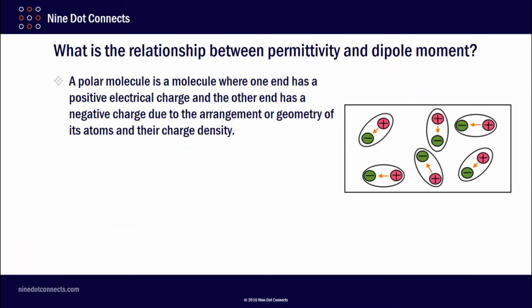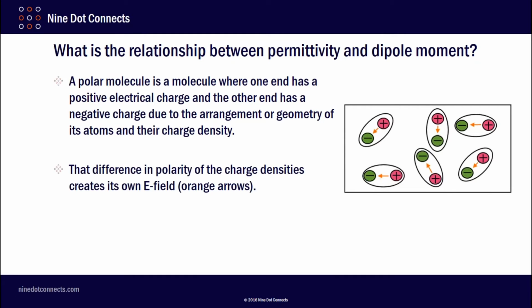So what is the relationship between permittivity and a dipole moment? A polar molecule, these little things over here, is one where one end has a positive net charge and the other has a net negative charge, due to the arrangement or geometry of its atoms and their charge density, just like we talked about with the hydrogen and fluorine molecule. That difference in polarity is going to create its own E field. I denoted that by an orange arrow. It's going to be important to note the color. Therefore, the polar molecule has a dipole moment.